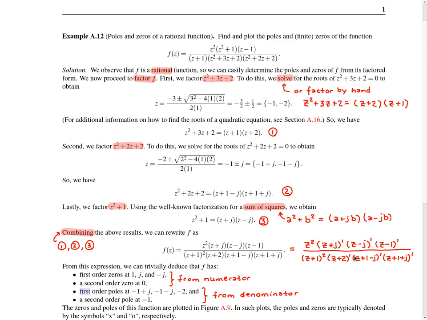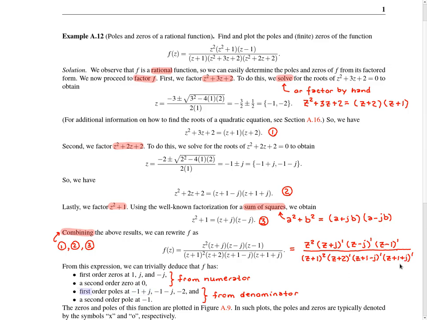Then if we move on to the next factor, we have z plus 1 minus j. So again, we have to read this with a minus sign, so it's z minus, and then all in brackets we have minus 1 plus j. So this gives us a pole at minus 1 plus j, which is this one here. It's first order because the exponent here is a 1, so this is first order.